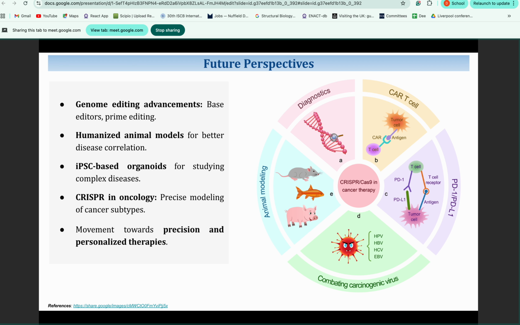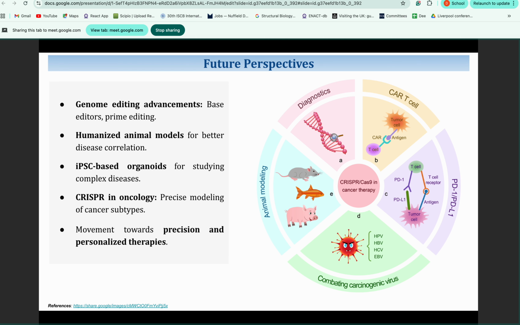Okay, so let's talk about the future perspective. Genome editing advancements, base editors, prime editing. These are future perspectives with respect to CRISPR-Cas9 in the therapy of cancer. Right now we mainly focus on CRISPR instead of ZFNs and TALENs. ZFNs and TALENs are the primitive approaches which were previously used. Now their use is a bit limited as compared to CRISPR-Cas9 technology.